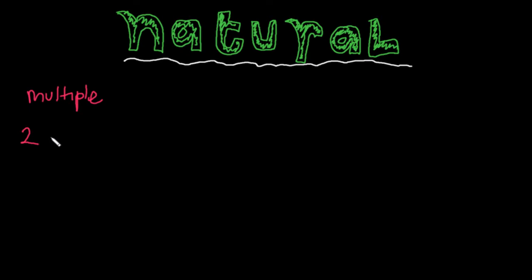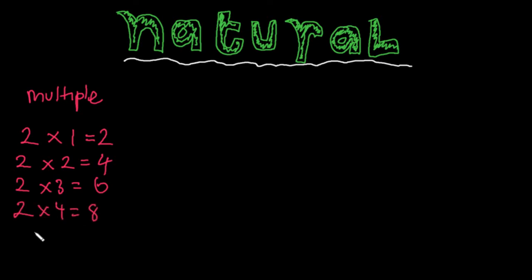Alright, so to find our first multiple of 2, we have to multiply that by 1, and we get 2. To find our second multiple of 2, we multiply it by 2 to get 4. And our third multiple of 2, our fourth, and finally we have 5 multiples of 2. So we have our list here of all of our multiples of 2 going from 2 to 10.